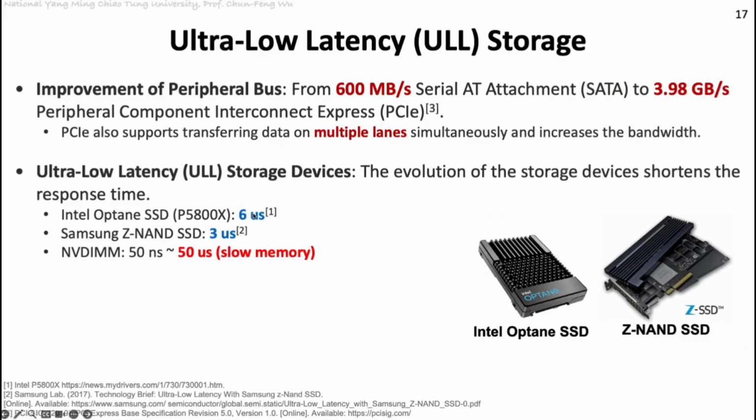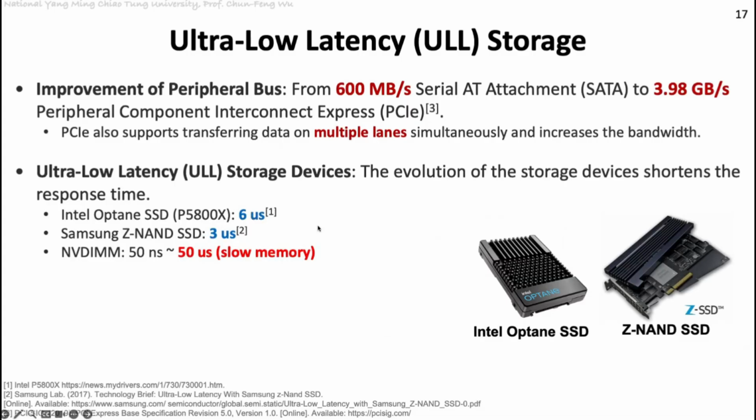So around 2018 or 2019, Intel and Samsung announced their ultra low latency storage devices, because they are ultra low latency. So the Optane SSD can achieve about 6 microseconds, and Samsung Z-NAND about 3 microseconds.